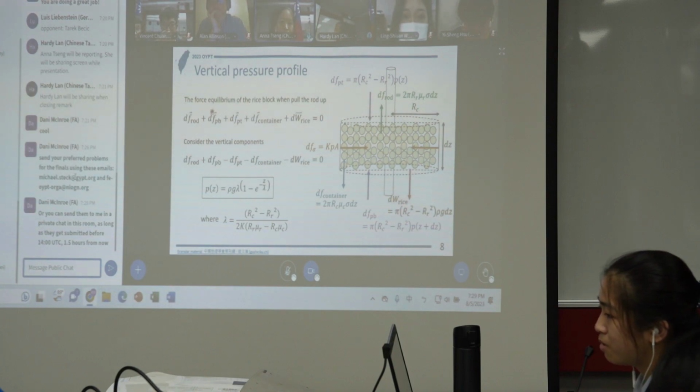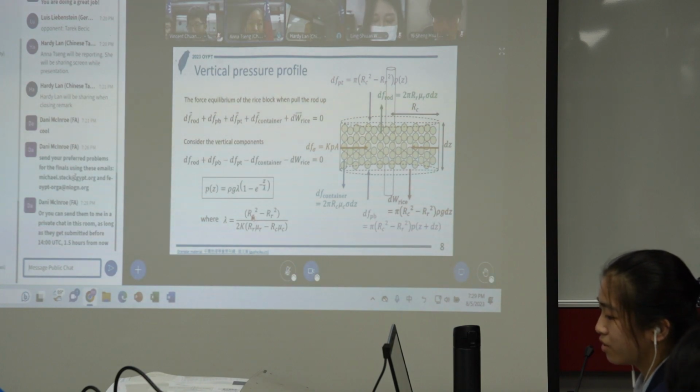So the force equilibrium of the rice block when pulling the rod up can be written as this function. And after we consider the vertical component, we will get a formula like this. And after we integrate it, we will get the pressure at different depths, with rho and lambda related to the radius of the container and rod, and the friction coefficients of the rod and container.